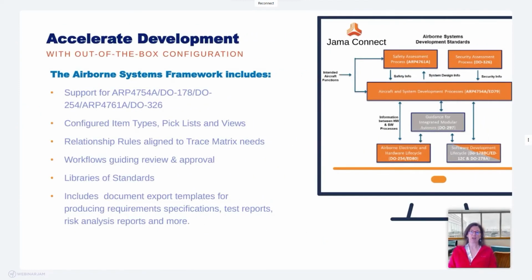One of the things that makes Jama easy to use right from the start is our built-in template for our airborne systems. So we provide support for ARP 4754, DO-178, DO-254, 4761, and 326. This helps you really start using the Jama platform immediately out of the box, and facilitates the ease of analysis and demonstration of compliance to these standards.